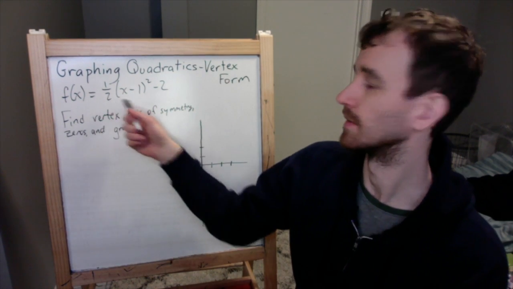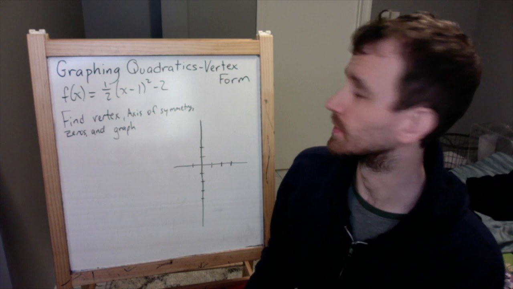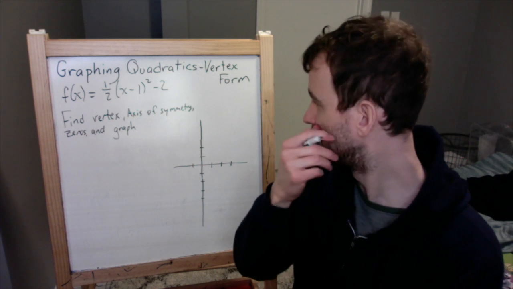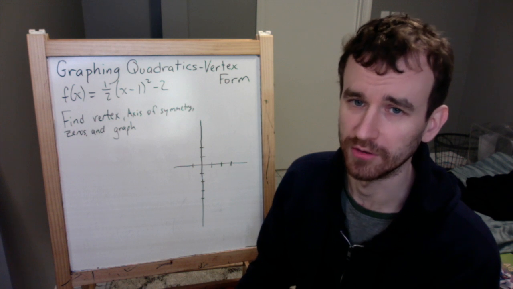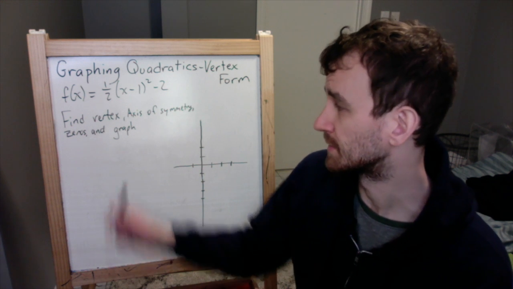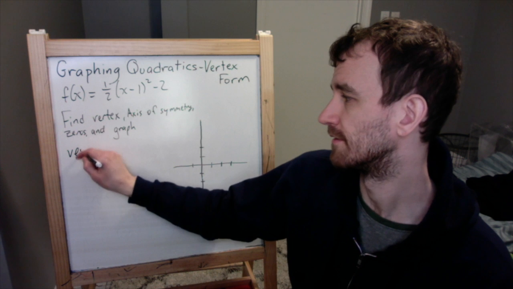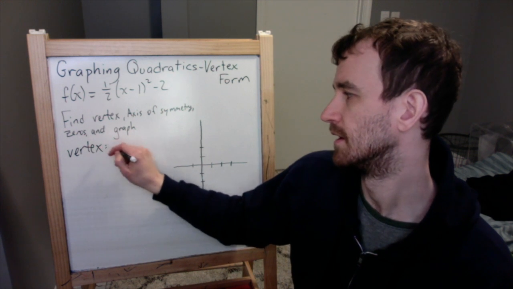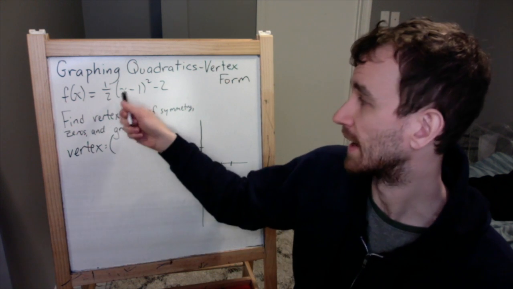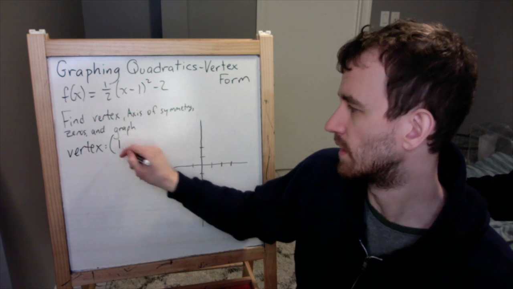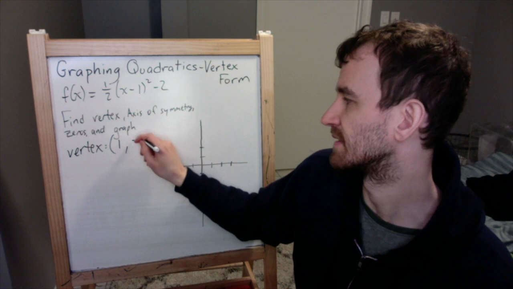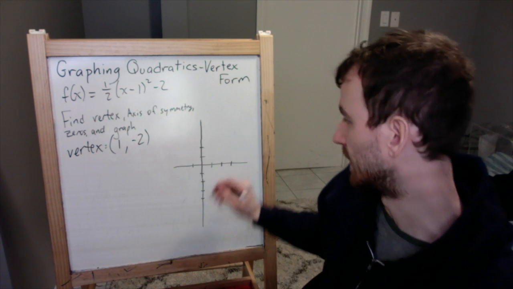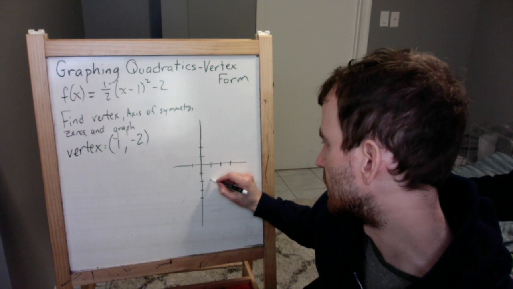We're given f(x) equals 1/2 times (x minus 1) squared minus 2. And I want to find the vertex, axis of symmetry, zeros, and graph. This is vertex form, so finding the vertex is really easy. We can just read it off the equation. x minus h, so h is 1, and it's plus k, so k is -2, so our vertex is going to be at (1, -2). So we can start our graph with that.